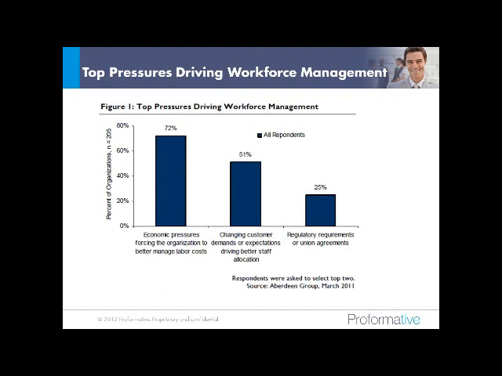We see that the economic pressures are forcing organizations to do better in managing their labor costs. The respondents were asked to select the top 2 pressures as it relates to their business, and we surveyed 205 organizations, and 72% of them indicated that the economic pressures are really driving them to better manage their labor costs. And 51% of them said that the changing customer demands or expectations of basically getting more value for a dollar spent is driving better staff allocation. And of course, as we look both in North America for the Fair Labor Standards Act or in Europe for the Employee Labor Act, regulatory compliance and union agreements are driving compliance within the organization as well.